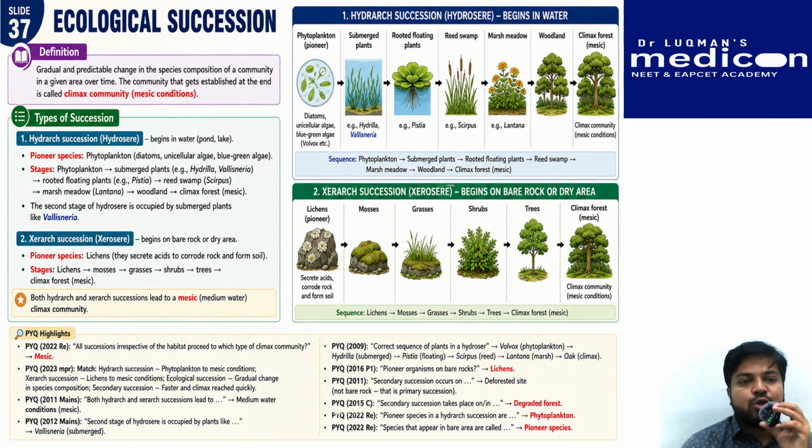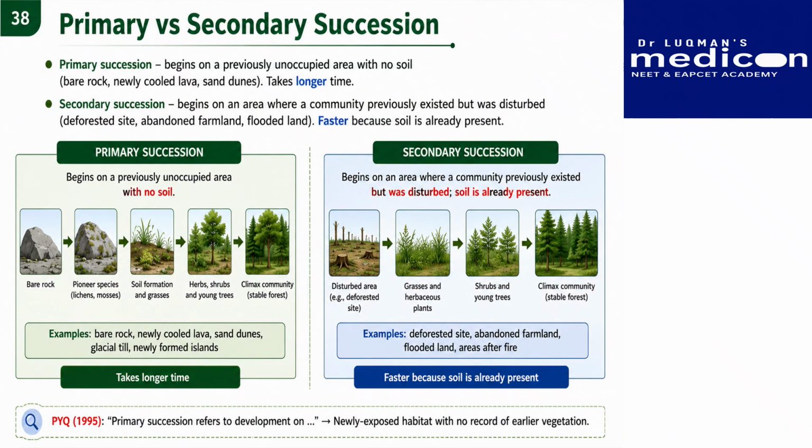Stages are phytoplankton, submerged plants, example hydrilla and vallisneria, rooted floating plants, example pistia, reed swamp, scirpus, marsh meadow, and woodland, that is the climax forest, mesic. The second stage of the hydrosere is occupied by submerged plants like vallisneria. Dear students, I would request you to go to the previous slide, stop the video there and study all the previous year questions along with the content provided on the screen.